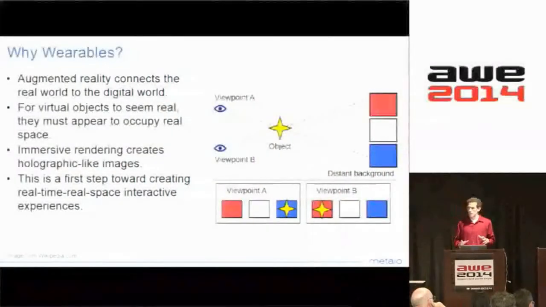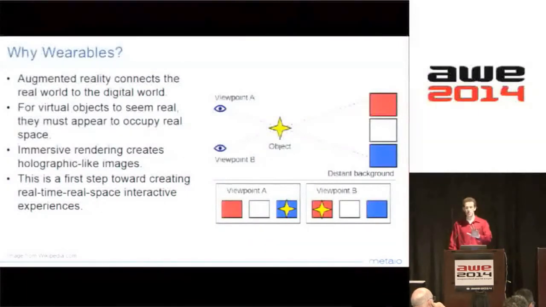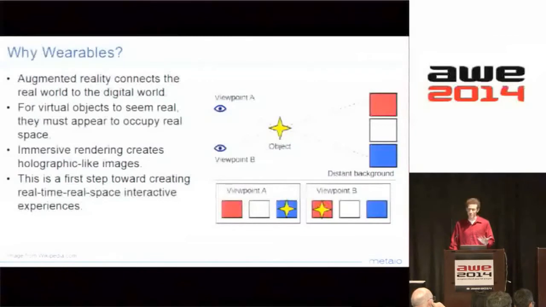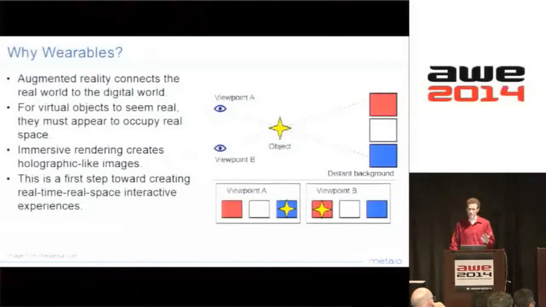So if one of the goals of augmented reality is to connect the real world with the digital world, we need to present digital information in a way that it really seems to be there in the real world in front of you. And if it's on a flat 2D screen in front of you, it doesn't really seem like it's there. For the ultimate augmented reality, you need to see it in 3D and perceive it as a real object.